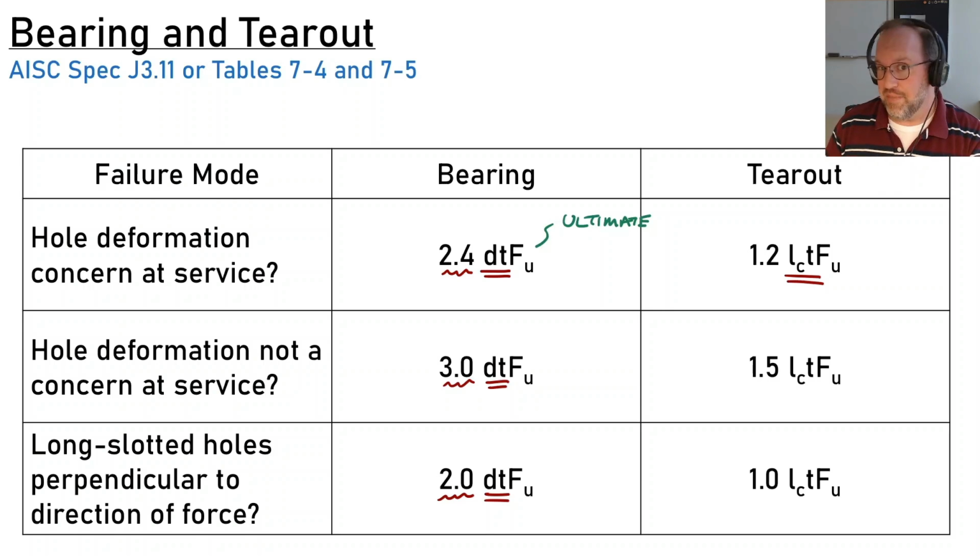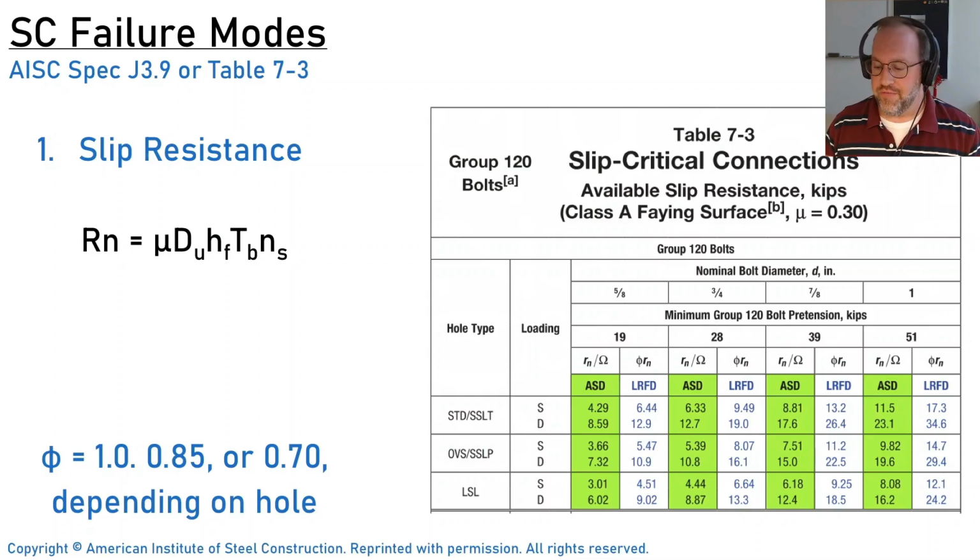You can mix and match different failures. So one bolt might have a shear failure, one bolt might have a bearing failure, and one bolt might have a tearout failure within the same connection. Moving on to slip critical failure modes, there's actually one limit state and one limit state only. We don't have to do bearing or tearout. We no longer worry specifically about shearing the bolt. You have slip resistance, and that's it.